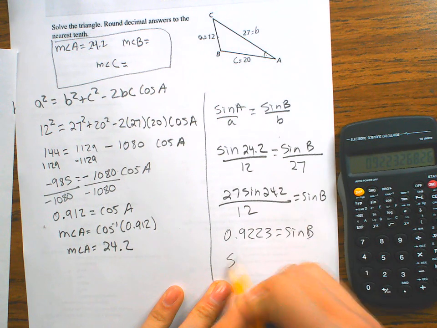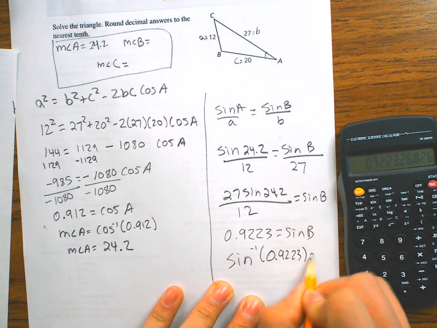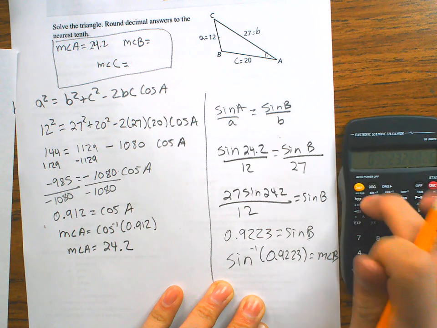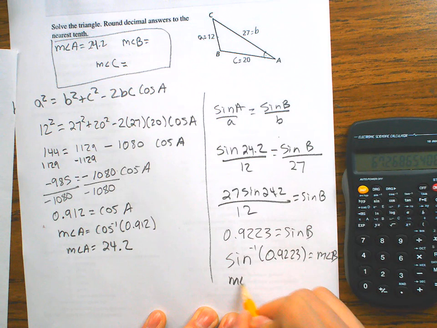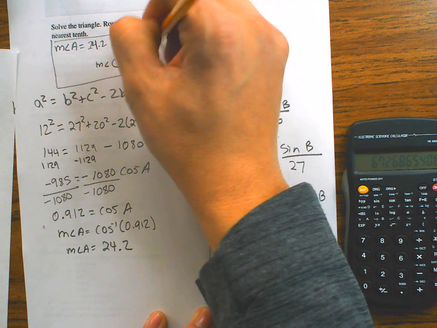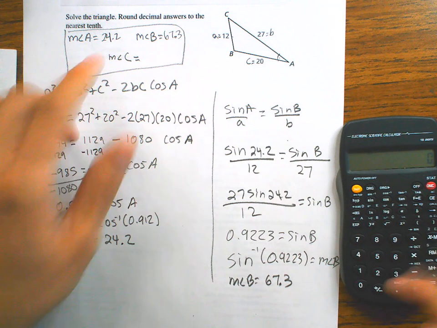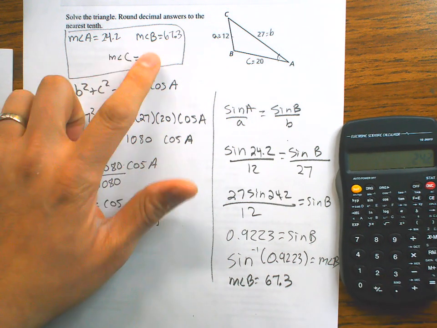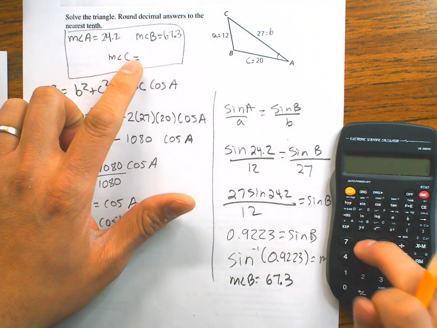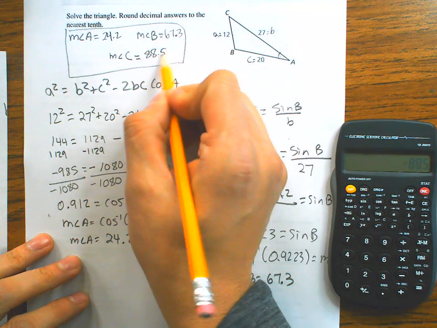So what I'm going to do is the inverse sine of the following. And I'm going to get the measure of angle B to be approximately 67.3. Okay, so in order to figure out C, guys, it's really simple. Add these two together and then subtract that from 180 degrees. So I'm going to get the measure of angle C to be about 88.5.